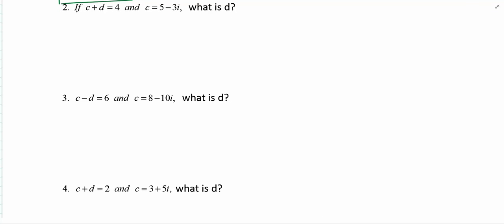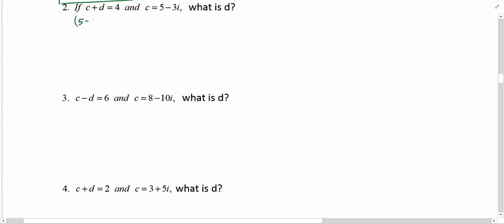Let's try number 2. If c plus d equals 4 and c equals 5 minus 3i, what is d? Well, let's first make that substitution. We'll change the letter c to 5 minus 3i. In this case, d is already positive, so I don't want to move it. Instead, I will move these two terms.